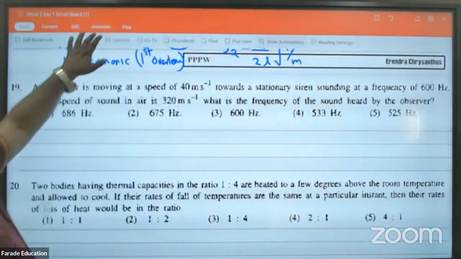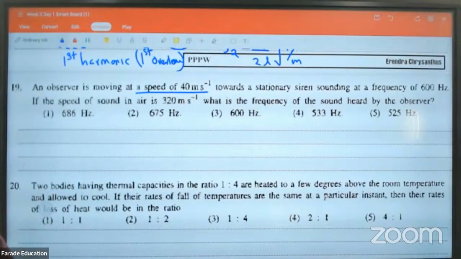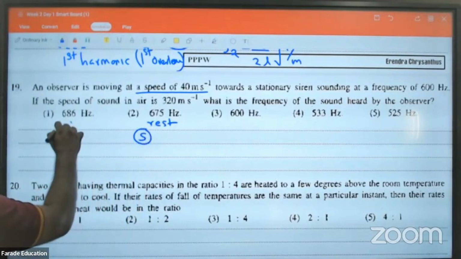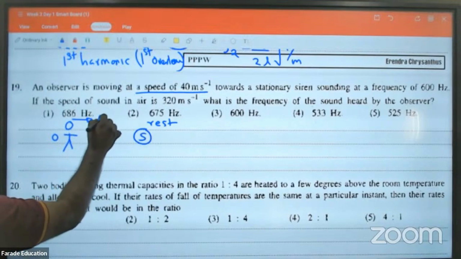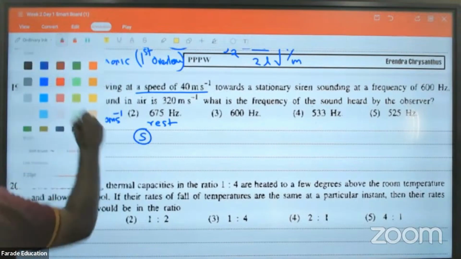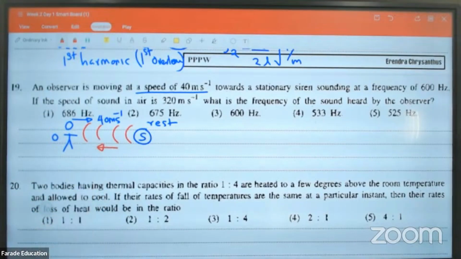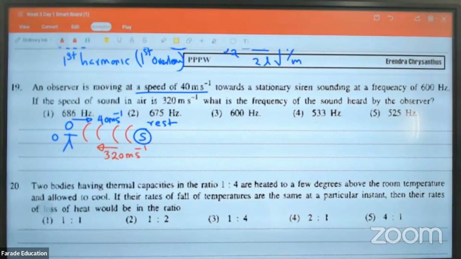Next question, Doppler effect question. Observer is moving at a speed of 40 towards the stationary siren. The source is stationary. Observer is moving towards it with a velocity 40. Sound is coming from the source with velocity of sound, 320 meters per second. I'll mark in red. What is the frequency heard by the observer?